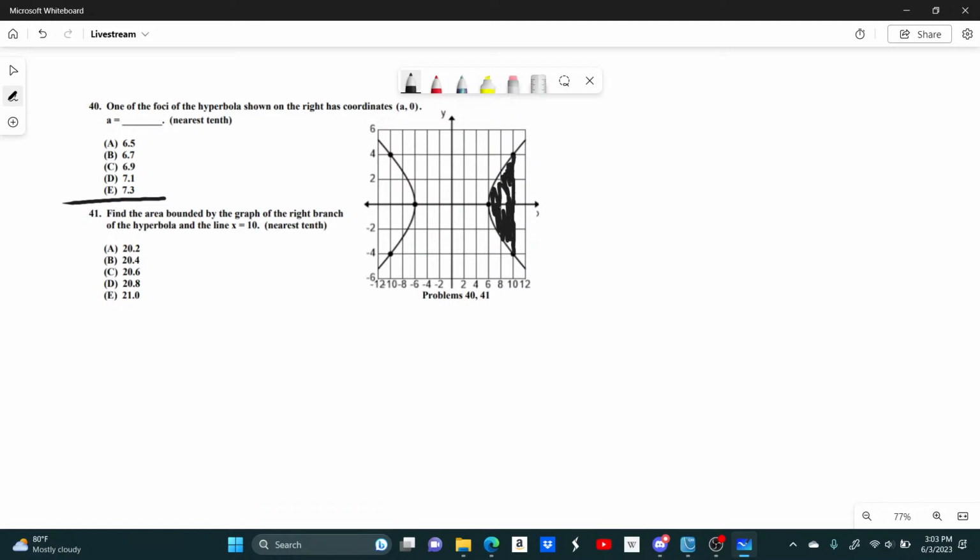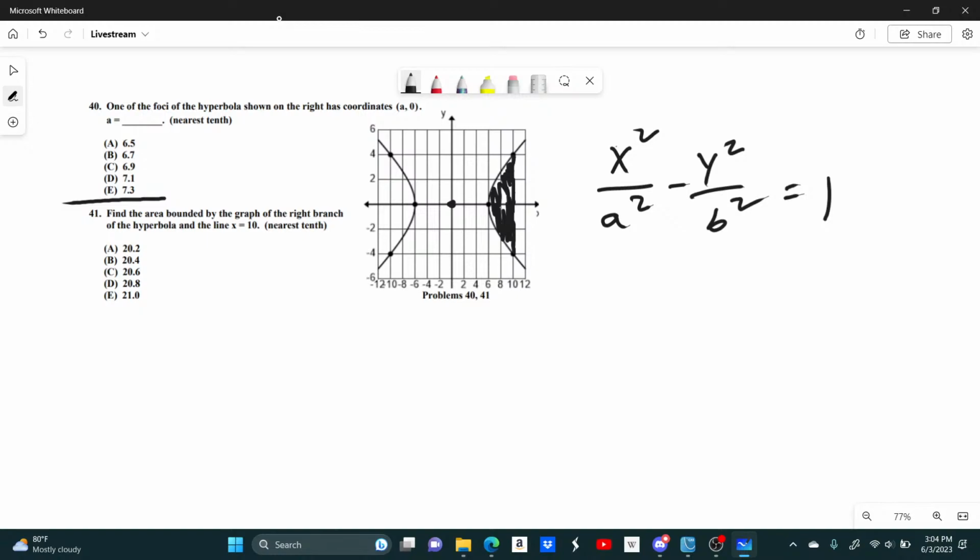So first thing we have to do is find the equation of the hyperbola, right? Since it's facing horizontally, the equation is going to look like x squared over a squared minus y squared over b squared equals 1. This is just the general form. And it's just x and y, not x minus stuff, because we can see that it's centered at the origin.